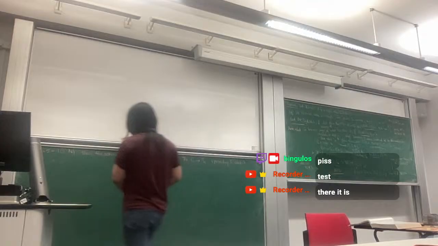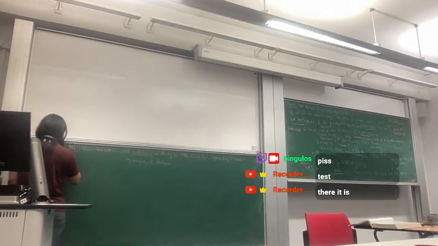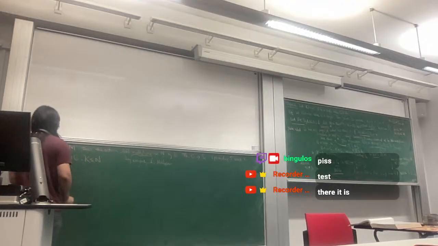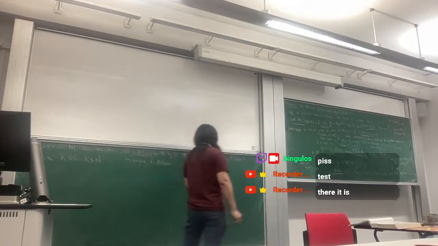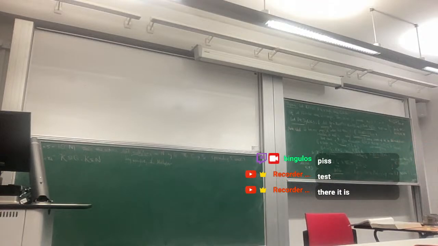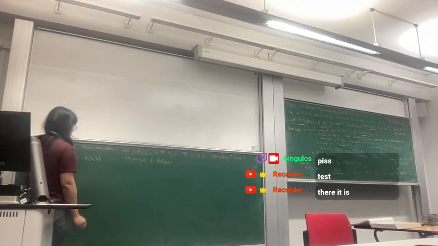So what is the kernel of pi n? K is the kernel of pi n. Then K is a normal subgroup of G and K is a subgroup of N. Pi n. Okay. Then what happens?